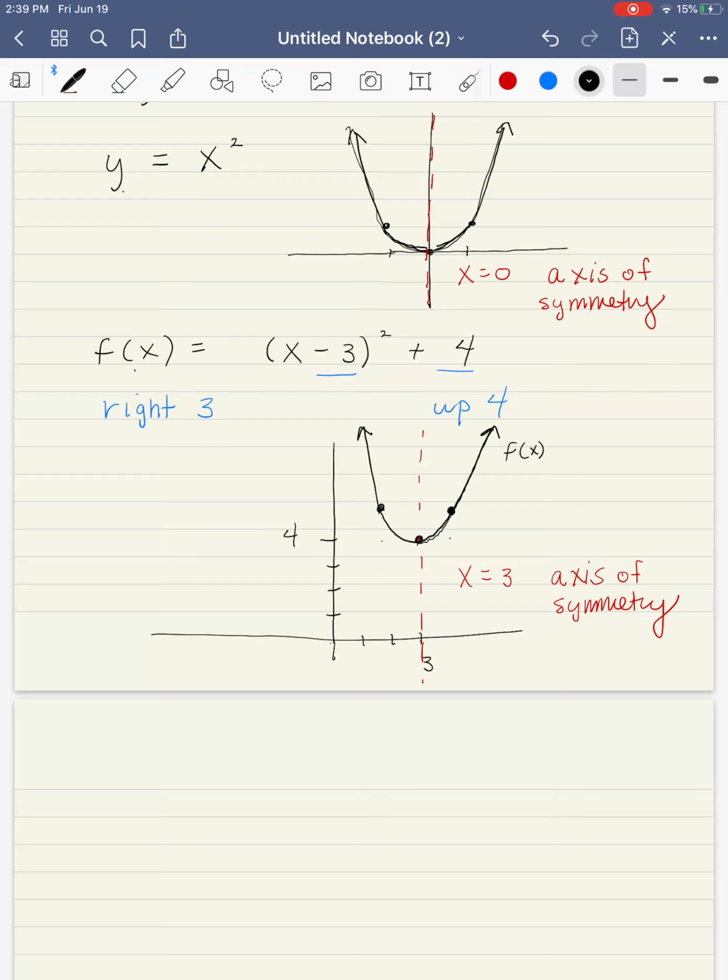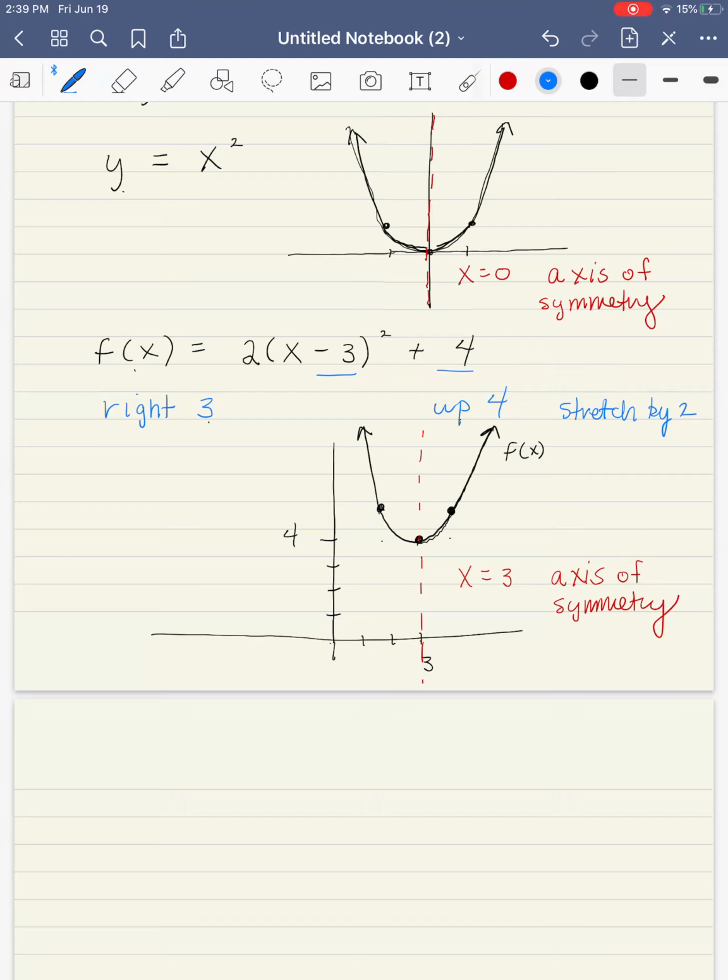All right, something else that we can notice about this graph is that both of these graphs are opening upwards. Let's think about what would happen if I were to put a number here in front of this. That 2 means that I'm going to the right 3 and up 4, but I also have a stretch by a factor of 2.